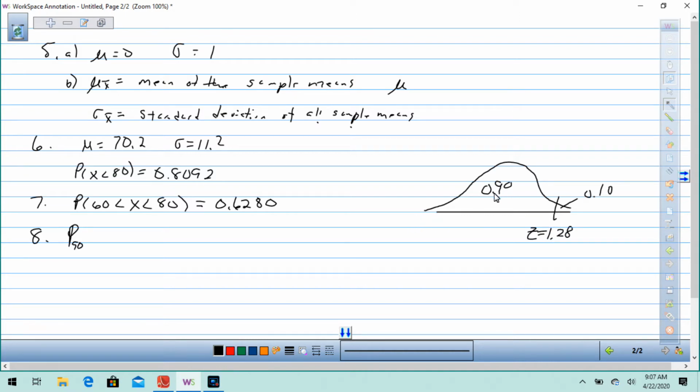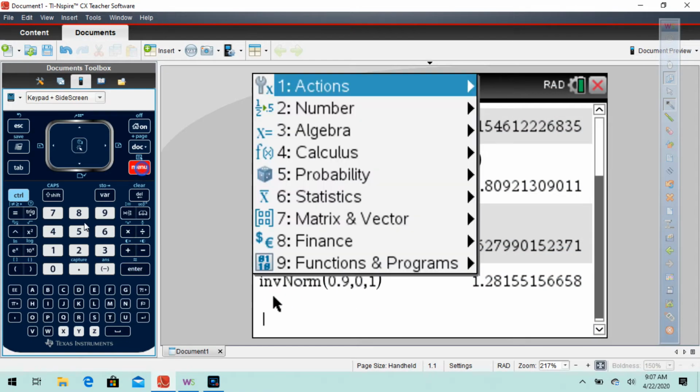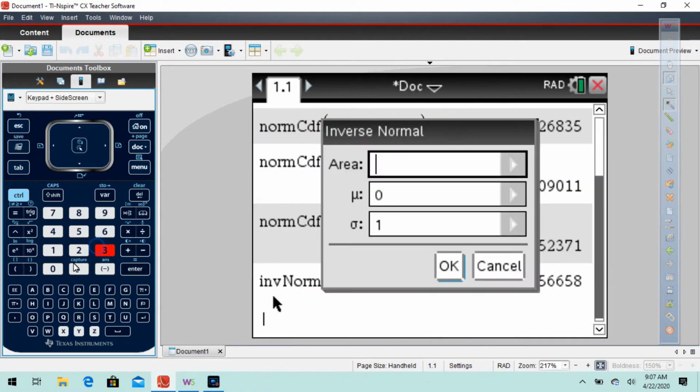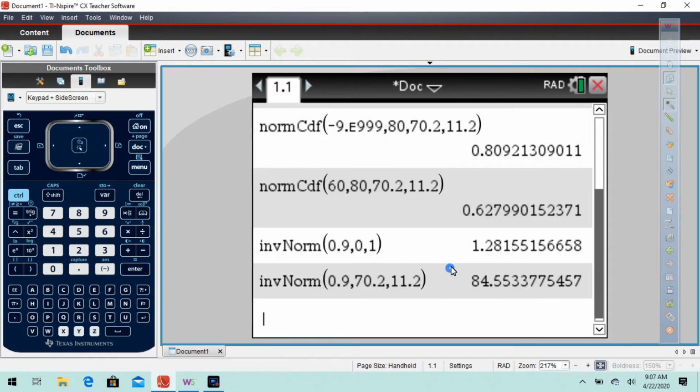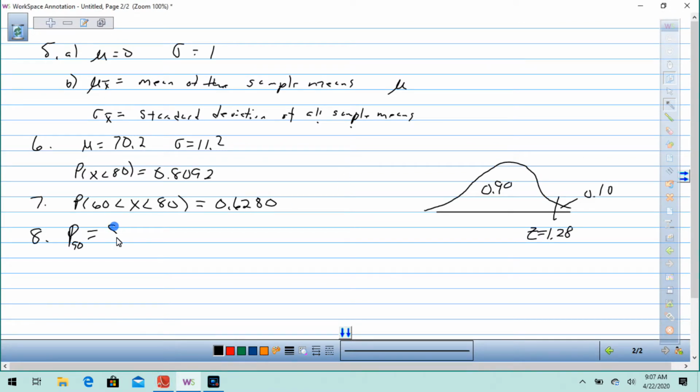Oh, hold on a second. We've got to use the 70.2 and whatnot. We can do this and then convert it over, but let's do it the easy way. Menu 5, 5, 3, 0.90. Our mean is 70.2. Our standard deviation is 11.2. And we get 84.55. So we'll just say 84.6.